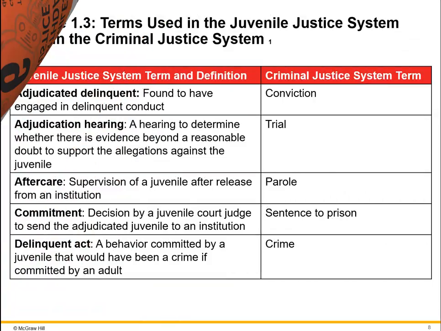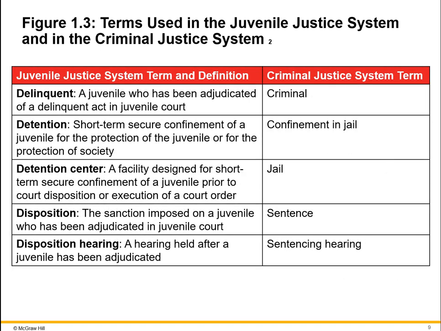This table compares and contrasts the juvenile and criminal justice systems. When the criminal justice system discusses convictions, we call them adjudicated delinquent. When you hear the term trial, you think of adjudication hearing; parole, which we call aftercare. If you're sentenced, we call it a commitment. If it's considered a crime, we call it a delinquent act. As we continue comparing and contrasting criminal equivalents, imprisonment in jail is, in juvenile terms, a detention center, and disposition versus a sentence.